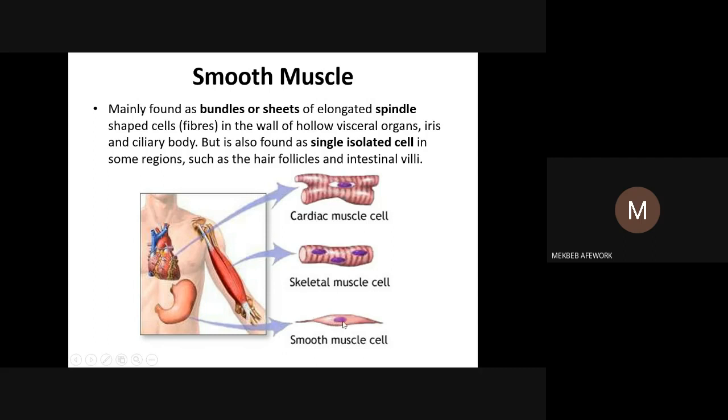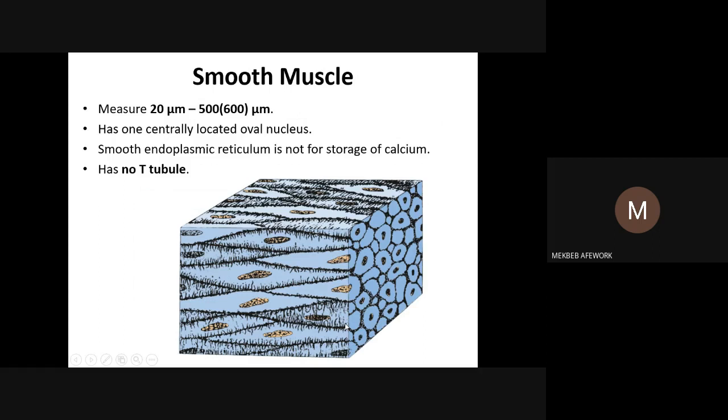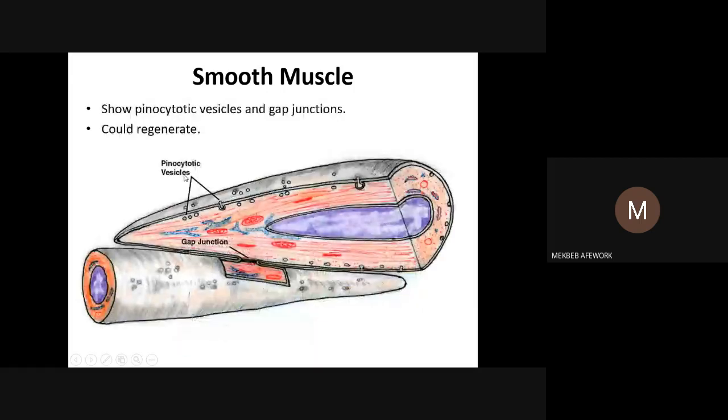They are spindle in shape, broad in the middle, tapered toward the end, with a centrally placed oval nucleus. Their overlapping makes them have this type of organization, which makes them useful as wrappings. Their size varies tremendously from as little as 20 to as big as 600 micrometers, depending on the organ. They have no T-tubule. They have another system named caveolae, which lets the impulse conduction system propagate towards the inside, otherwise not a tubule.